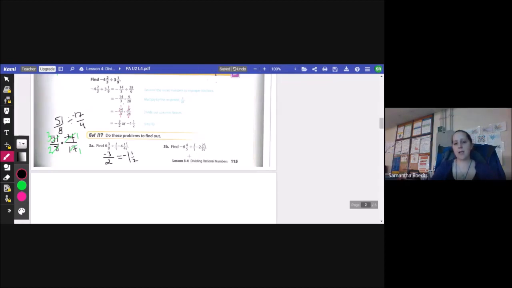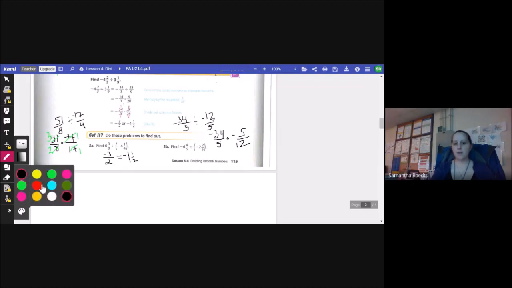Okay. For B, I have -6 and 4/5 divided by -2 and 2/5. So I change each one to an improper fraction. So 5 times 6 is 30, plus 4 is 34. So 34/5, and it's negative. Divided by 5 times 2 is 10, plus 2 is 12. So -12/5. Okay, so this becomes -34 over 5. Keep, change my division to multiplication, flip my second number.